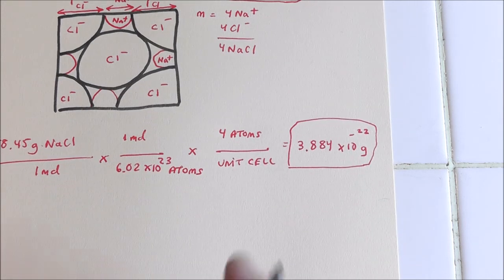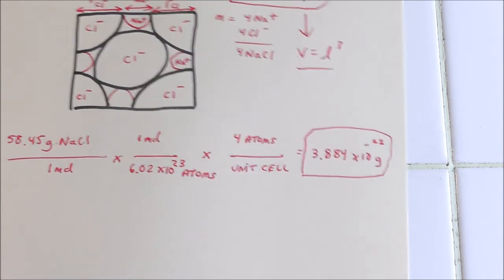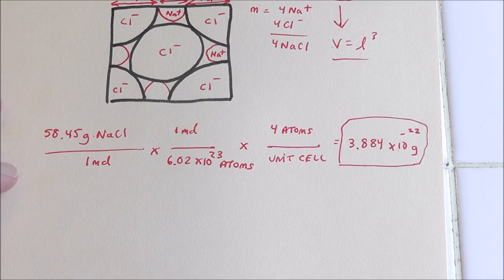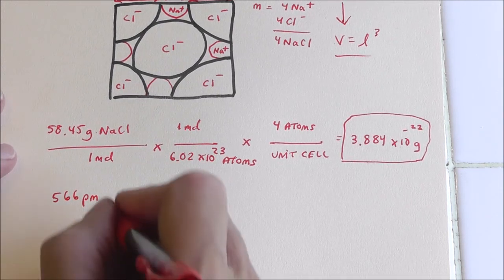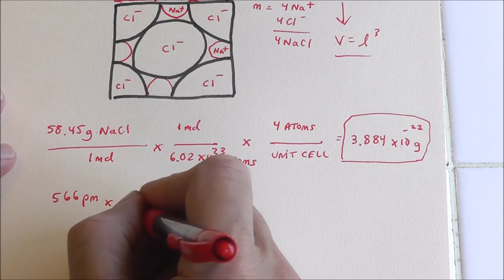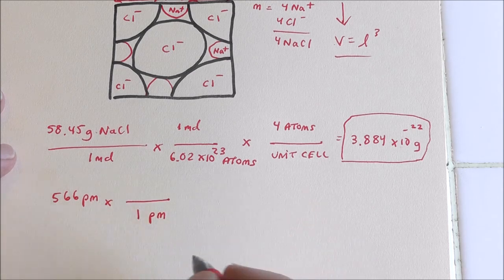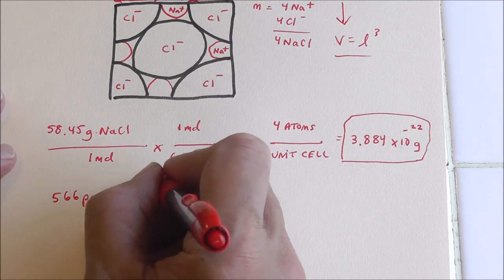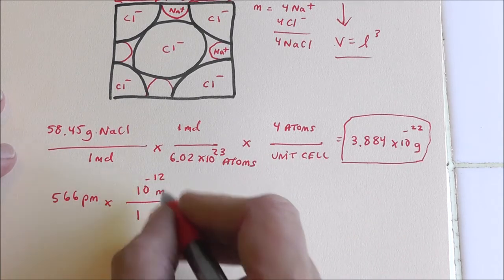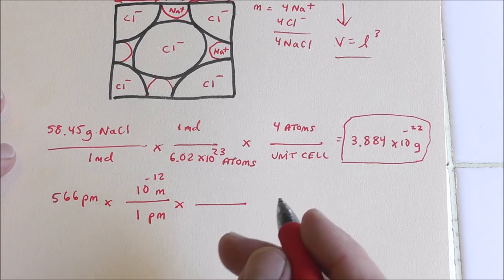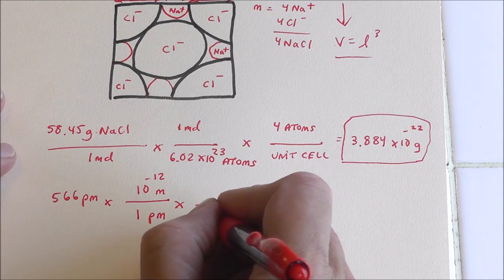Let's go ahead and do our volume. V equals L cubed. Once again, I like to convert it to centimeters first. So 566 picometers. I like my ones on the bottom, because I like to be able to just combine powers of 10. So you've got to remember that there's 10 to the minus 12 meters in a picometer. And if you get really good at this, you'll be able to convert in one step and know that there's 10 to the minus 10 of a centimeter in a picometer, but I do it in 2 steps.